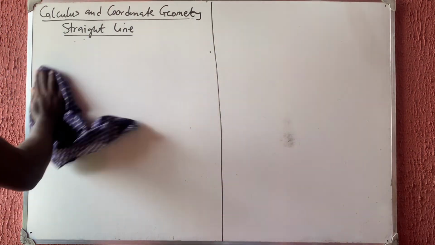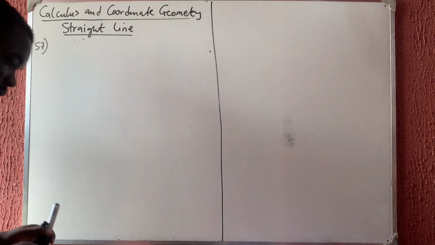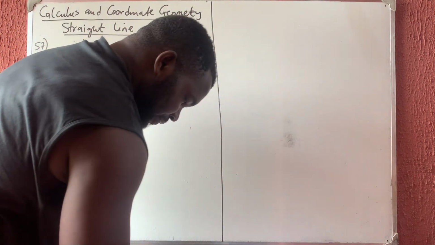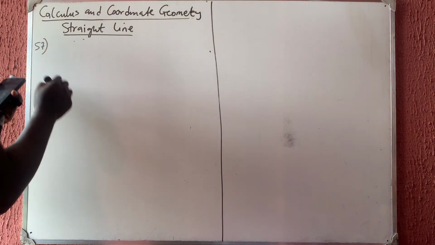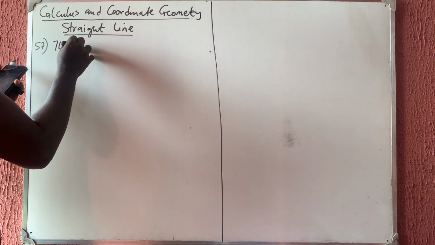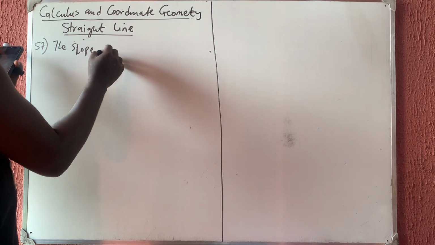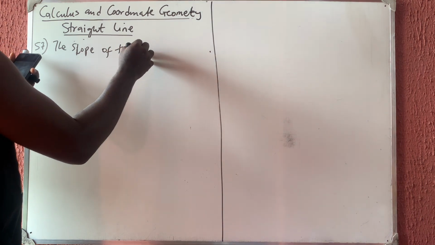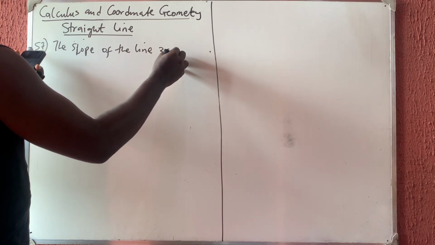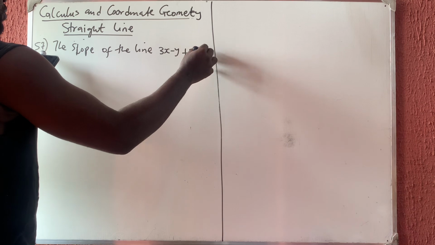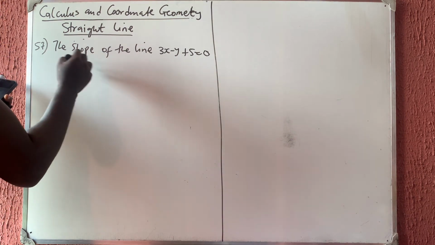Question number 57 said: the slope of the line 3x minus y plus 5 is equal to 0, is dash.